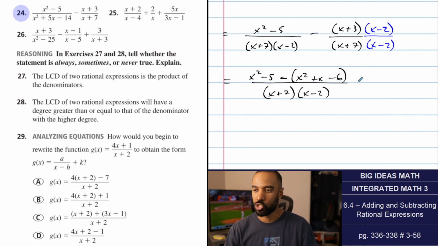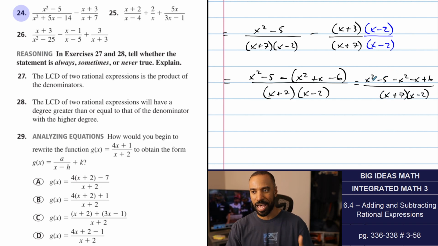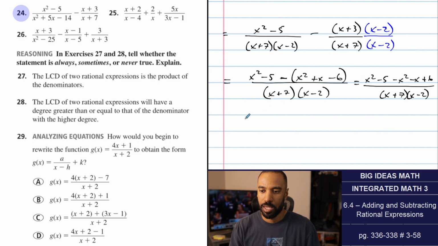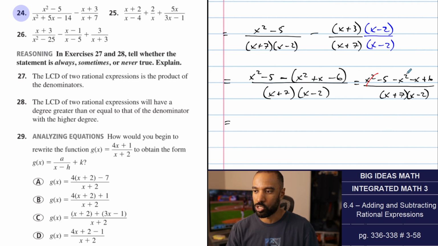However, we're now going to distribute that negative. That becomes x squared minus 5 minus x squared minus x plus 6. So you distribute the negative, ultimately, so that you subtract the entire thing that's being distributed. That's where, again, people tend to make mistakes. X squared minus x squared actually is 0. And negative 5 plus 6 is 1. You have negative x plus 1 over x plus 7 times x minus 2.